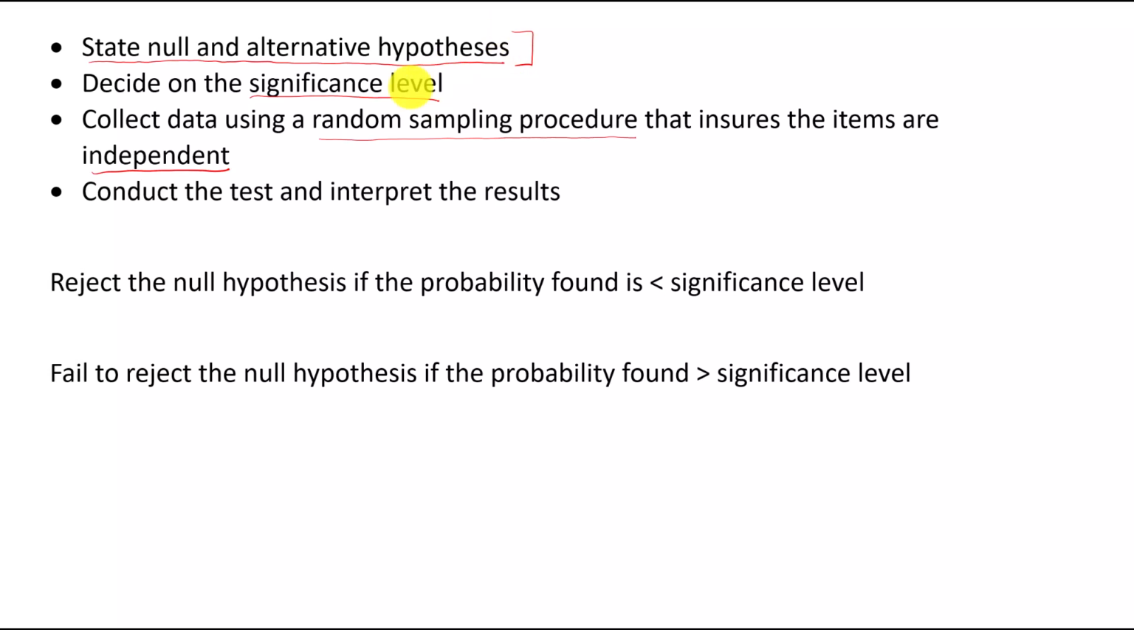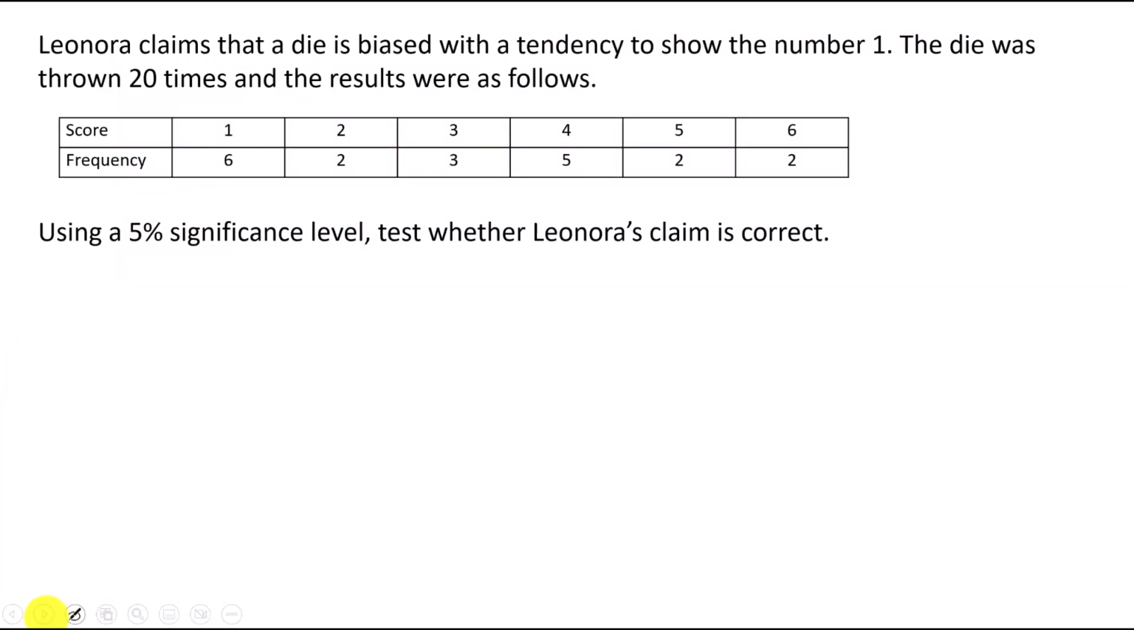And so this is important. We are going to reject the null hypothesis, and that's the wording that you're going to use, if the probability found is less than the significance level. Okay? We are going to fail to reject the null hypothesis if the probability found is greater than the significance level. So you have to know these two rules very, very well. All right, let's just jump right into an example.